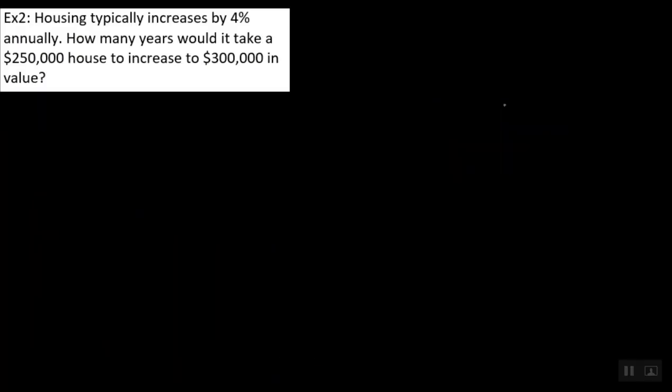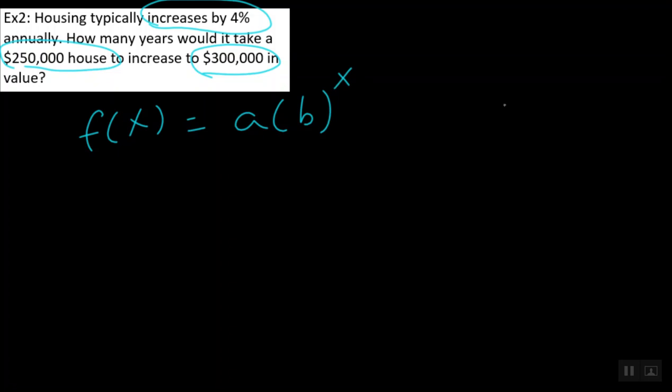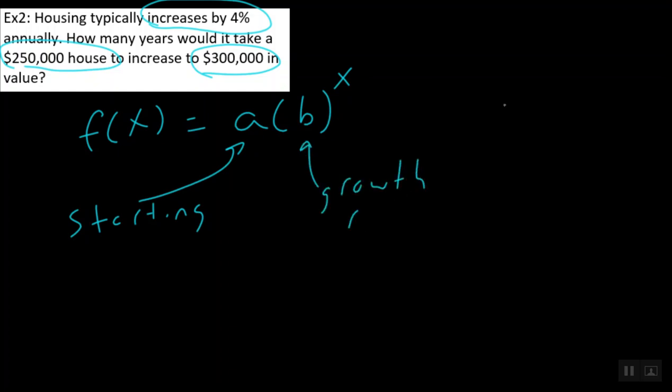Okay, in example 2, it says housing typically increases by 4% annually. How many years would it take a $250,000 house to increase to $300,000 in value? Okay, so let's go ahead and write down our exponential function, f of x equals a parentheses b to the power of x, where we know that a is our starting amount, and then we know that b is our growth rate or decay rate, and of course x is our time.